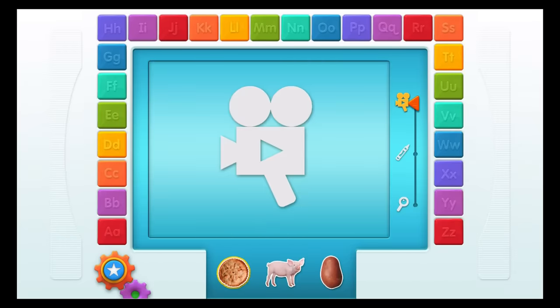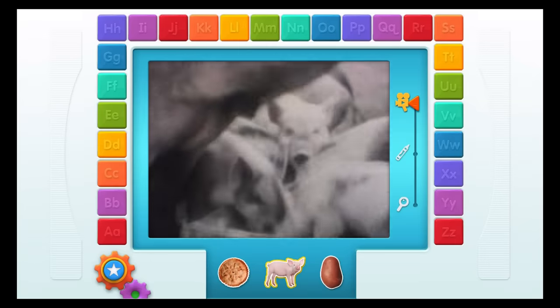Touch another thing that starts with your letter. P, pig.